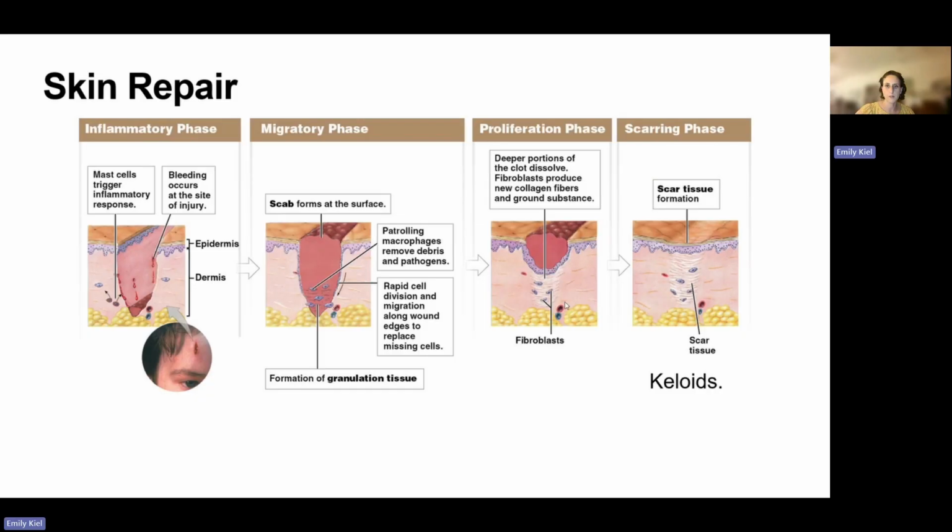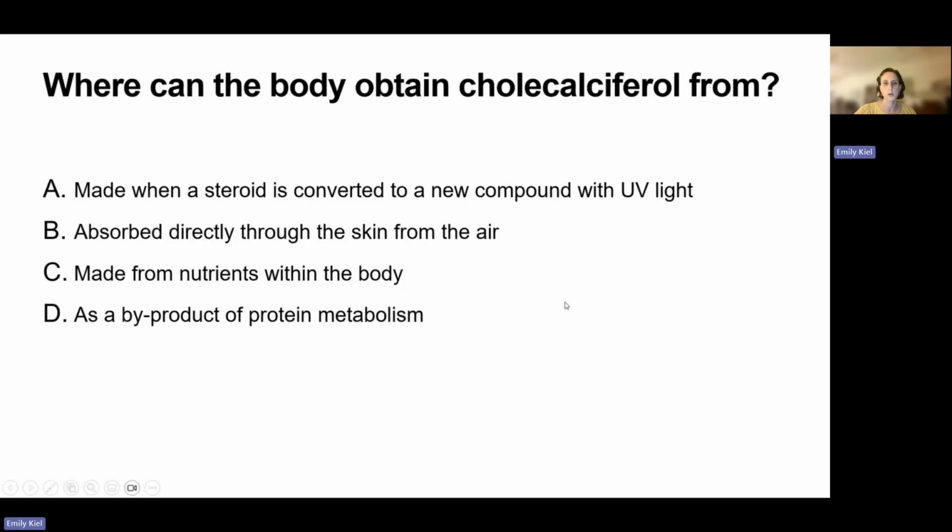So there's a little bit of additional information. Oh no, I've got a question for you. So where can the body obtain cholecalciferol from? You can pause the video to take a minute and look. And I hope you said A, it's made when a steroid is converted to a new compound with UV light.